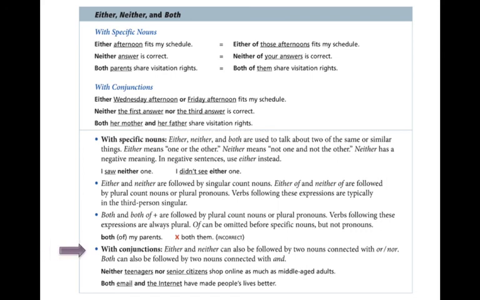With conjunctions, either and neither can also be followed by two nouns connected with or, nor. Both can also be followed by two nouns connected with and. Neither teenagers nor senior citizens shop online as much as middle-aged adults. Both email and the internet have made people's lives better.